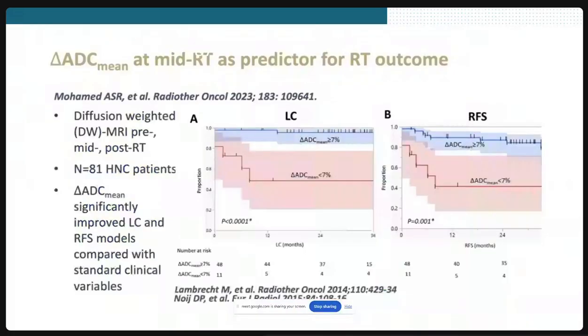Now, there are nice studies which show that if you can do an apparent diffusion coefficient of the tumor area and then take the mean value, that can be a good biological biomarker. It can really predict that. This is a nice study where they have showed that ADC value can significantly improve the local control as compared with the conventional way of treating it.